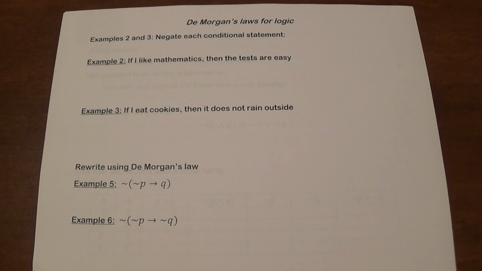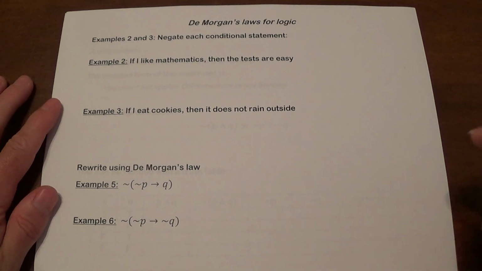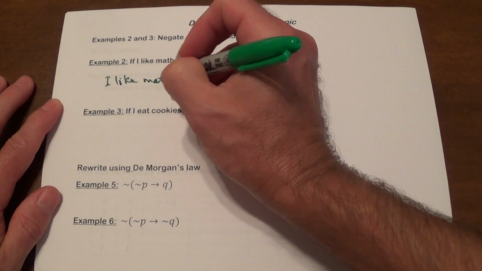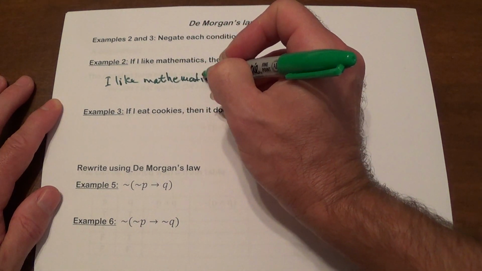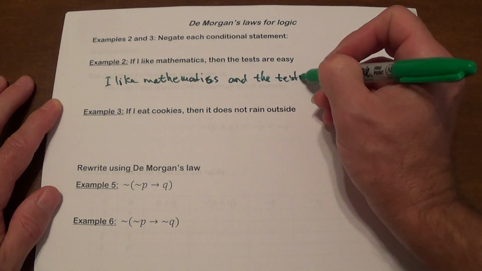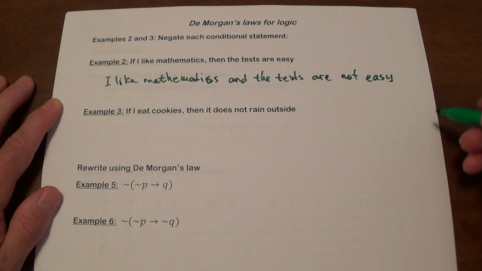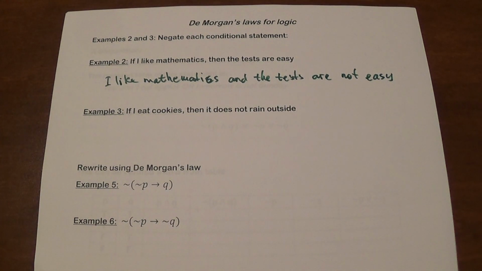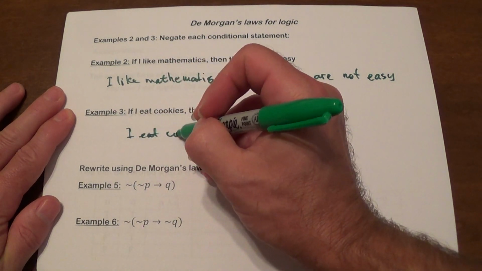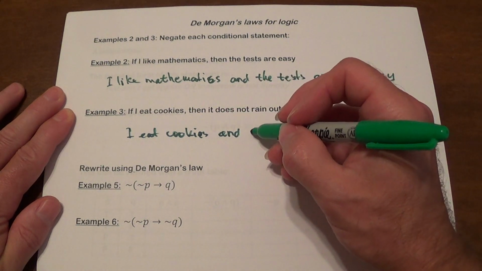Here we have to negate each statement. So the first statement is if I like mathematics, then the tests are easy. Then our statement will be I like mathematics and the tests are not easy. If I eat cookies, then it does not rain outside. Will be I eat cookies, and we have to negate this: it rains outside.